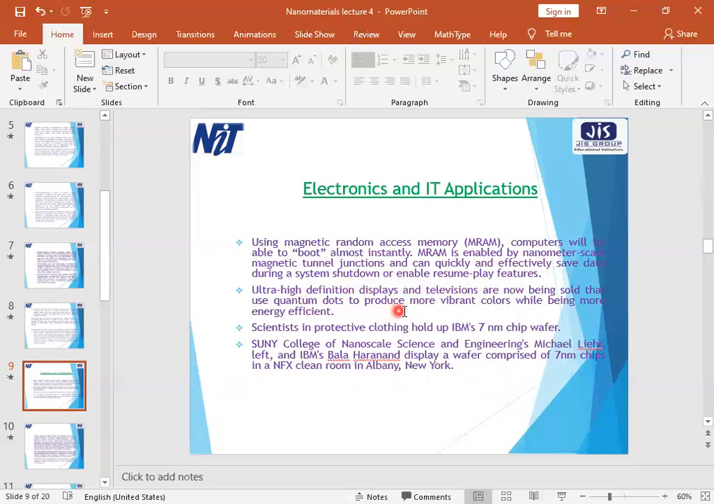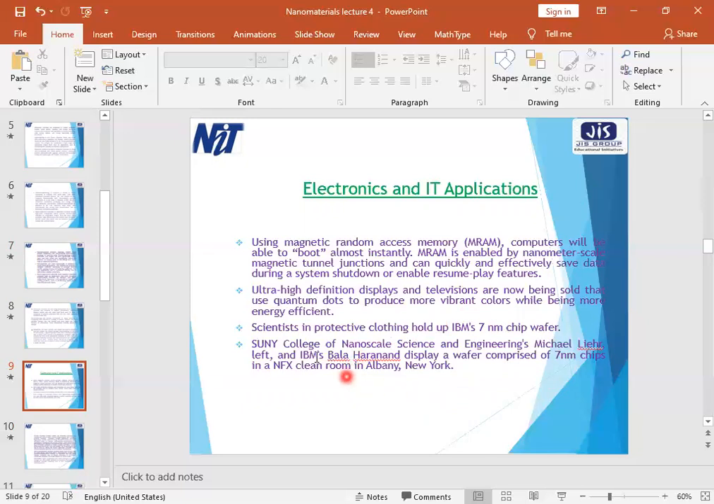Ultra high definition displays and televisions are now being sold that use quantum dots to produce more vibrant colors. Just in this lecture, we have learned that quantum dots can give different colors at different frequencies on the basis of their size.